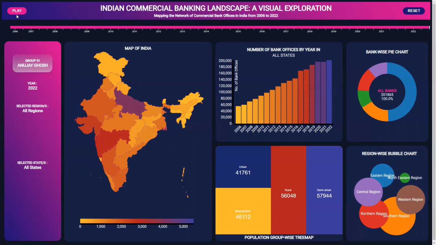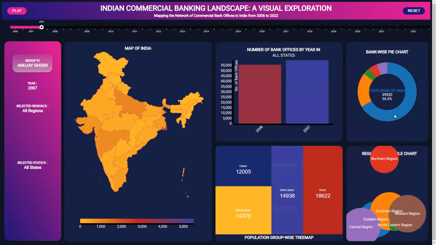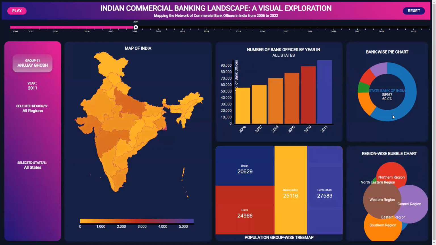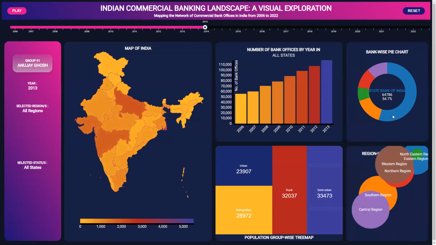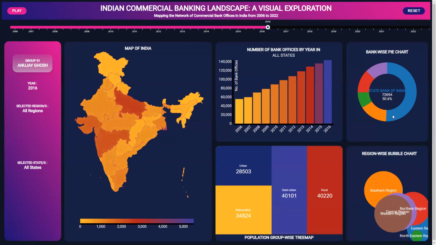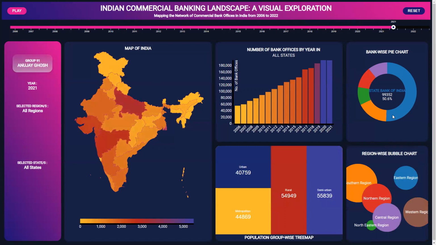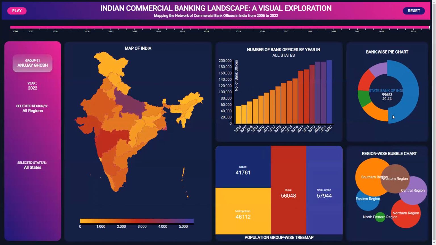Over the years, we can also see that the blue sector in the pie chart, which is State Bank of India, had almost 65%, and it consistently is the market leader. Even in the year 2022, it's somewhere around 50%. This could be because of SBI being a government-owned bank with a very large network of branches and an established presence, which could be the reason for the dominant market share.